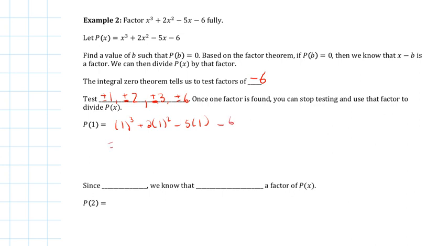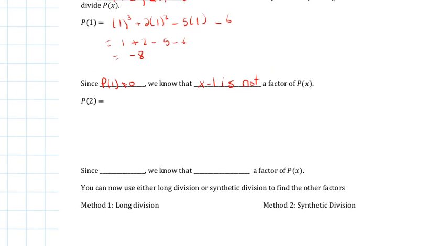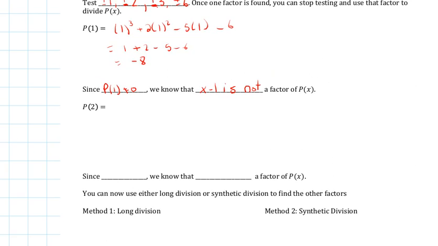So I have 1 cubed plus 2 times 1 squared minus 5 times 1 minus 6. So 1 plus 2 minus 5 minus 6. You see that this is going to be negative. So that's not going to work because that's not going to be 0. It's going to be negative 8. Since p of 1 is not equal to 0, then we know that x minus 1 is not a factor. Now, let's try 2.